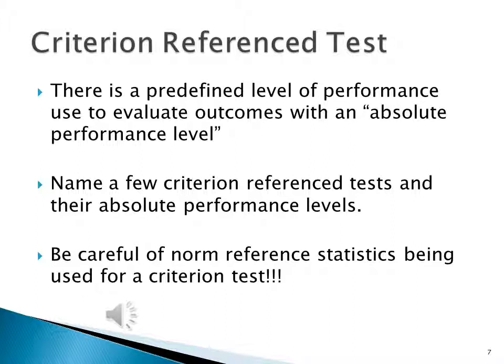One of the things that you have to be careful of with the criterion-referenced test is that the norm-referenced statistics can be calculated because they're just math, but this is not useful for a criterion-referenced test. So again, while you could calculate statistics like percentiles and quartiles and stanines, it's not very helpful with a criterion-referenced test.